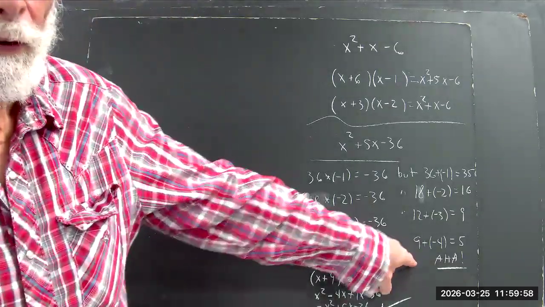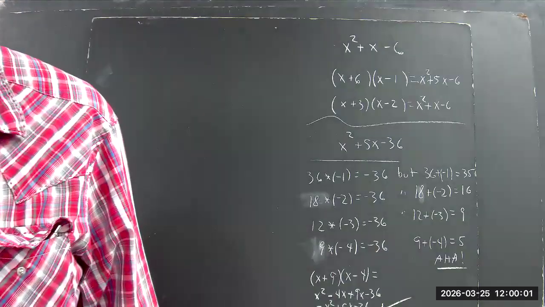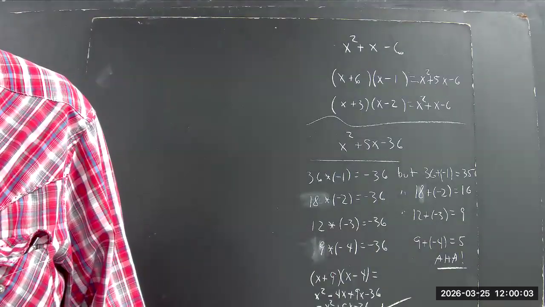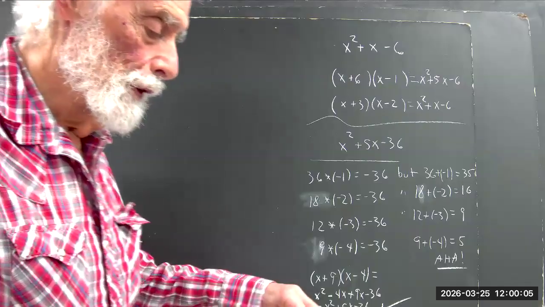Aha means we think we found the solution. Check mark means we verified that we got the solution. Fair enough? Okay, very good.